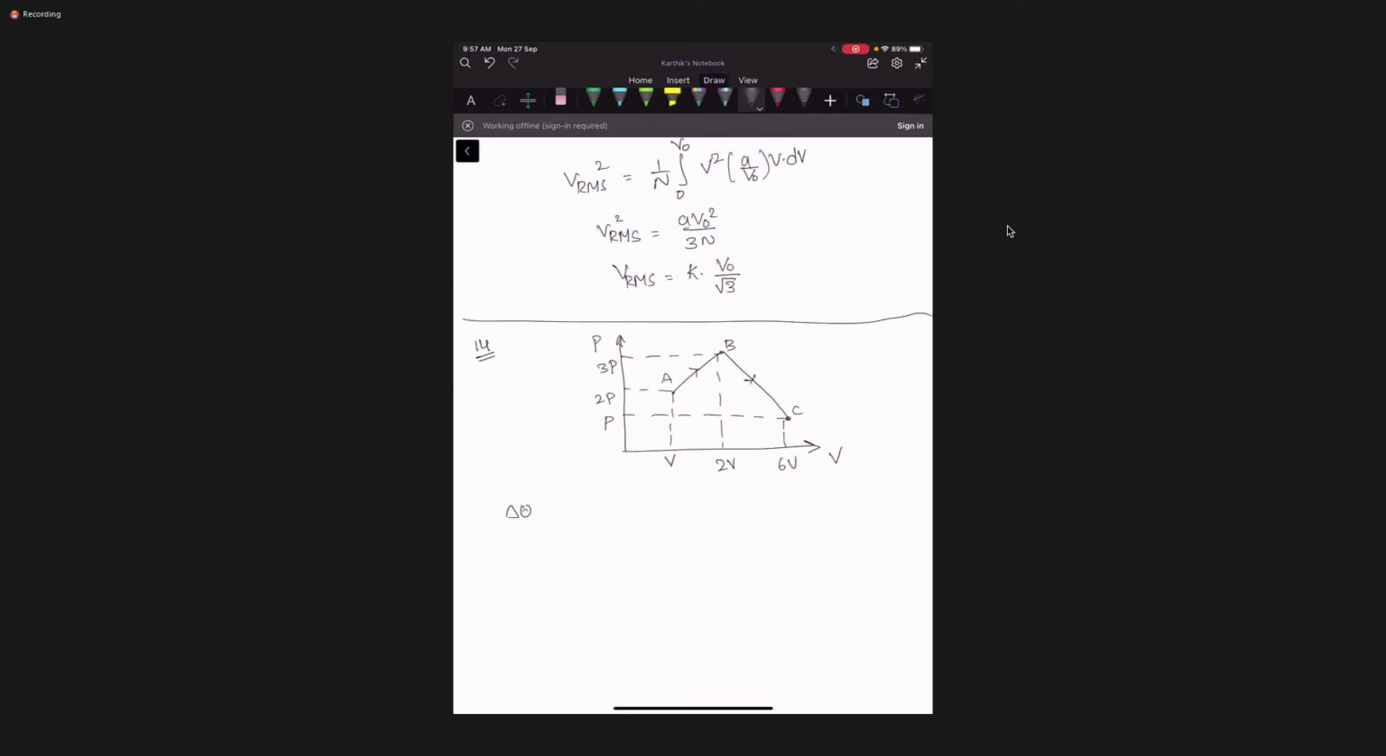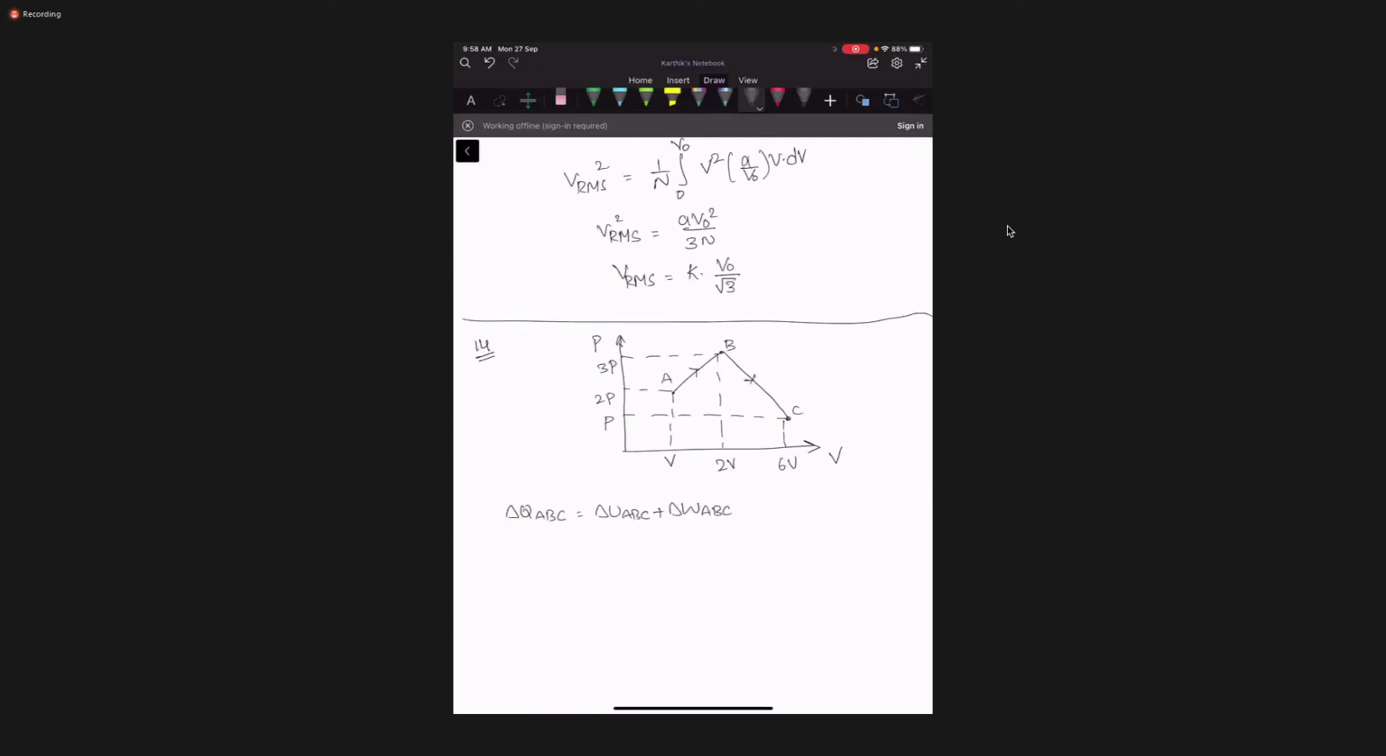So delta Q of ABC will be delta U of ABC plus delta W of ABC. So you can calculate the work done. It is area under the curve, right? Yes, sir. Can you calculate it? Can you calculate the work done?